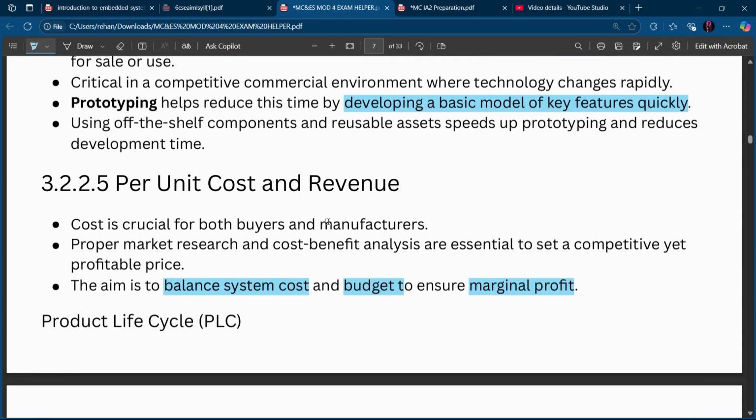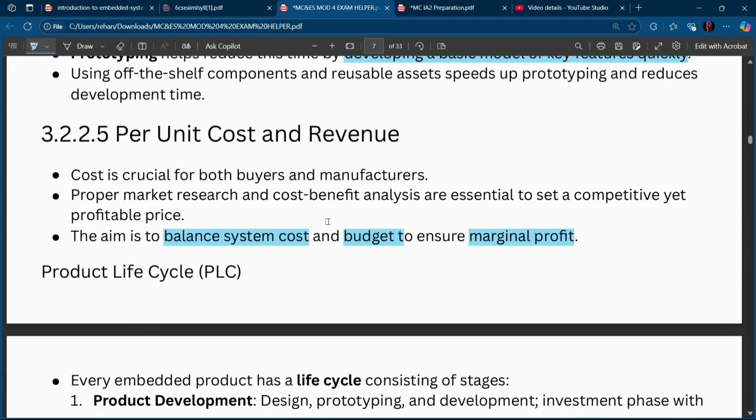Per unit cost and revenue: cost is important for both the user and the seller, the buyer and the seller, and it has to balance the cost between budget and marginal profit.